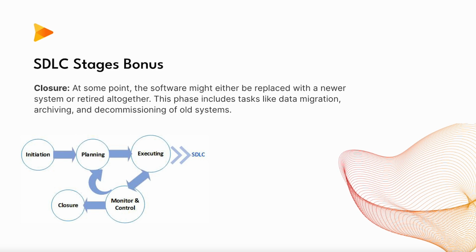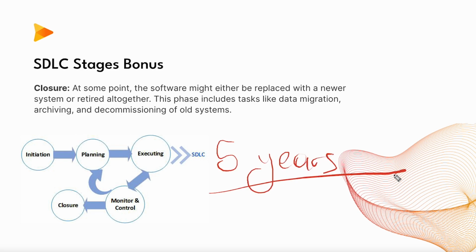Called a closure. At this point, the software may either be replaced with a newer system or retired altogether, which means the client may be back in 5 years and say, hey, remember that e-commerce application we built? I don't want it no more. I want something brand new, right? Or the client may come back and say, okay, this system we built was running on-prem. I want to move it to the cloud. I want to completely retire my old system and I want to move my application to the cloud.